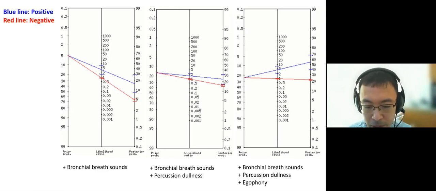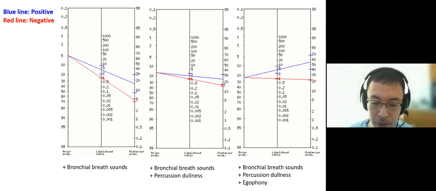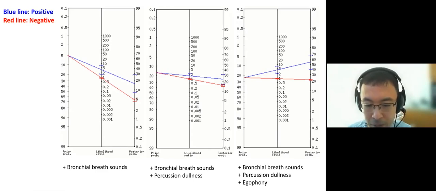Okay, moving on to the middle diagram. So let's assume you also elicit percussion dullness. So now your probability goes from 17% to 25%. And if you're really a superstar and you auscultate egophony, then the probability goes from 25 to 55%. So you can do this with any number of tests.